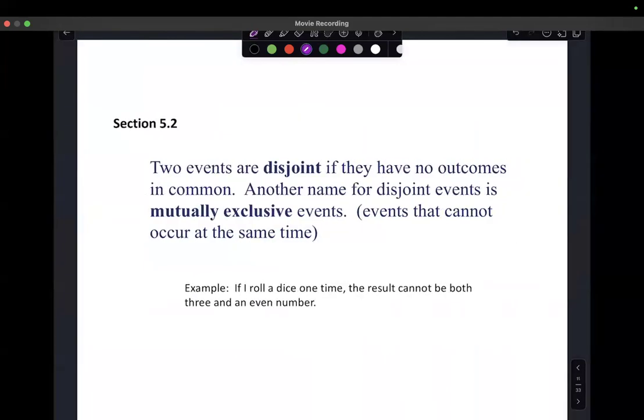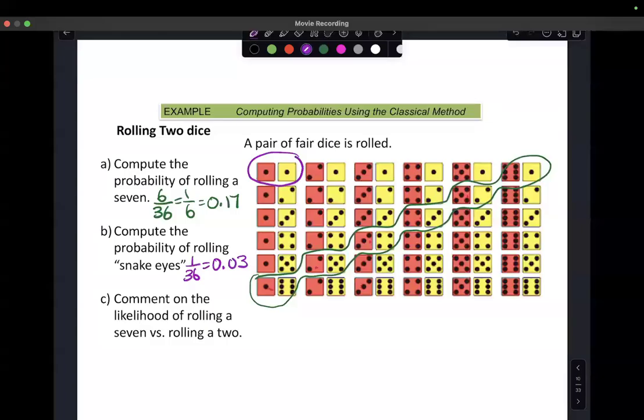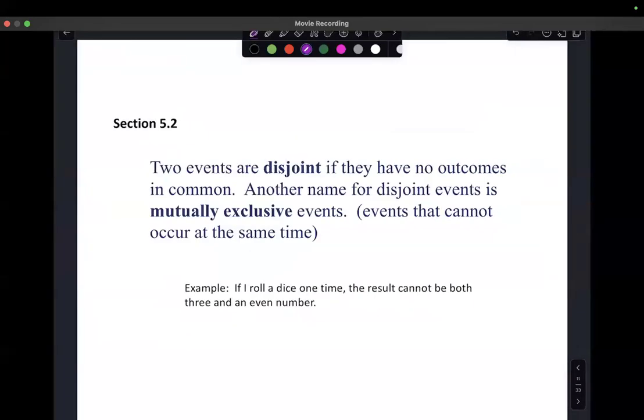Okay, we're in 5.2. That was 5.1. That was fairly quick and painless. So let's move on to 5.2. All right. So we're going to learn the OR rule. That's what I call it. It is the addition rule. We're going to learn the addition rule, or we call it the OR rule. You'll see why in a minute.